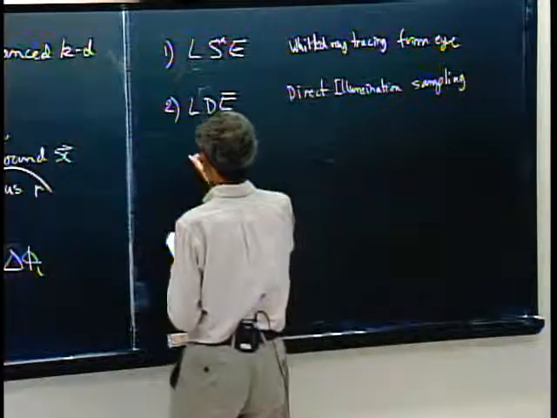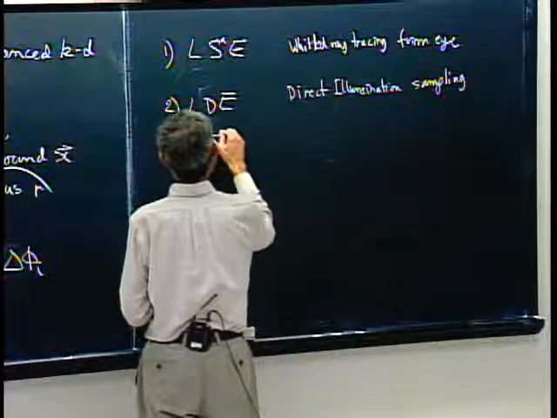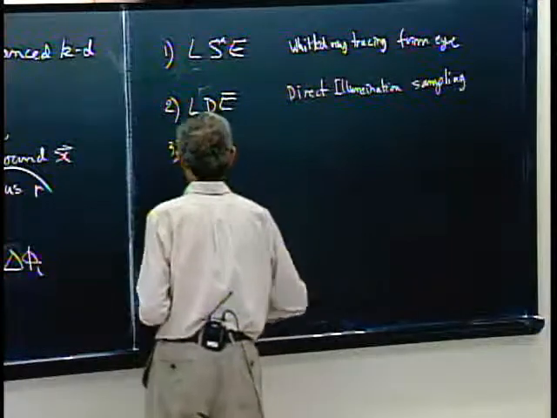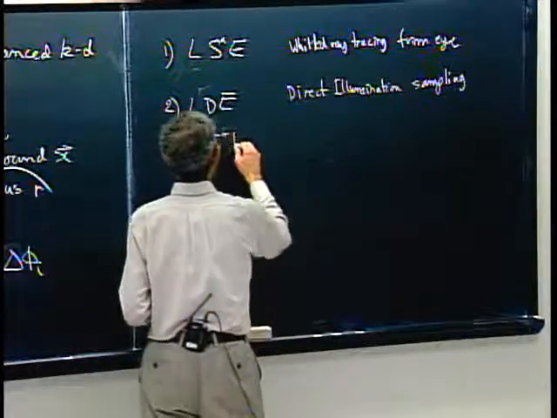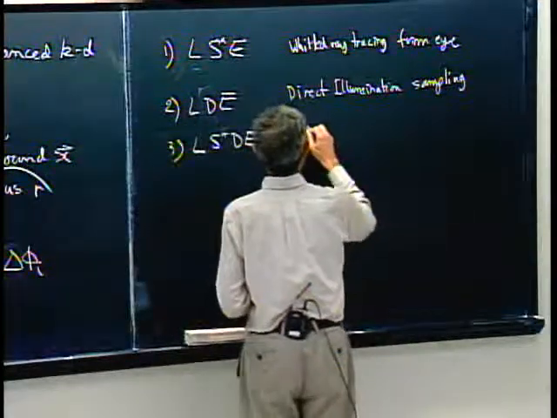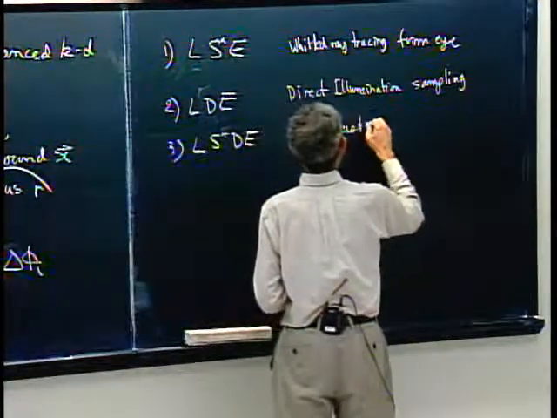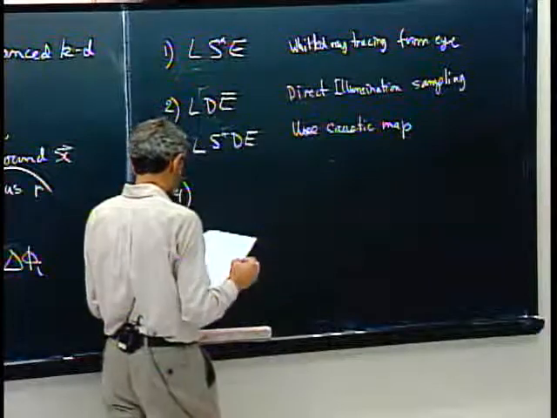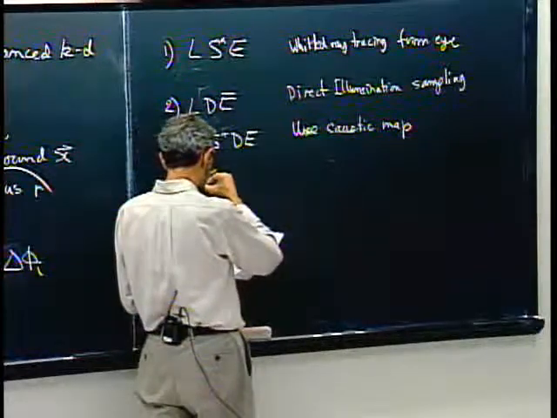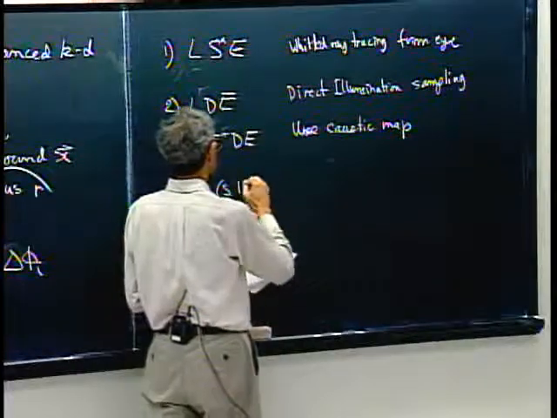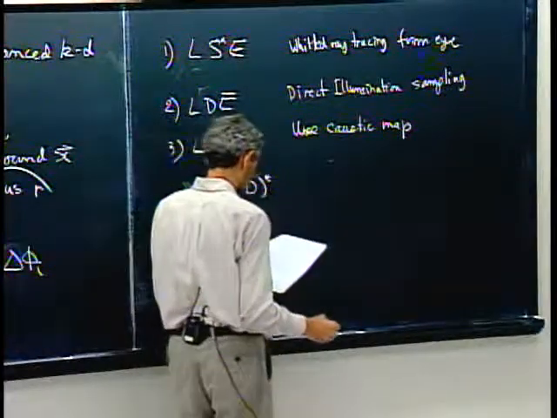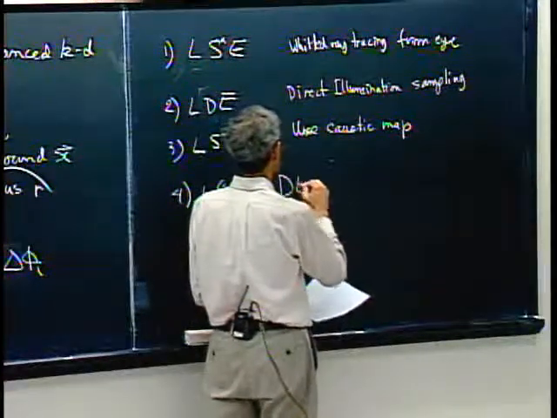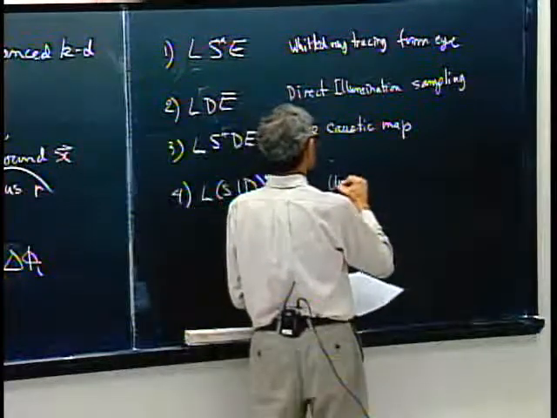Okay, and now 3: LS+DE, probably it should be S plus, right? Because that's what the caustic map has. Just use the caustic map. And 4 is going to be L, S, or D. This is one option.